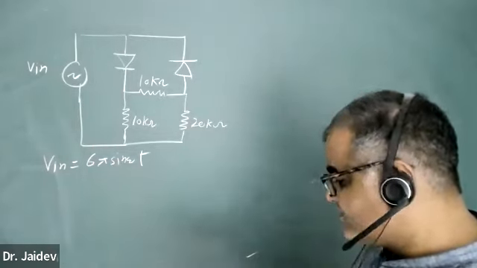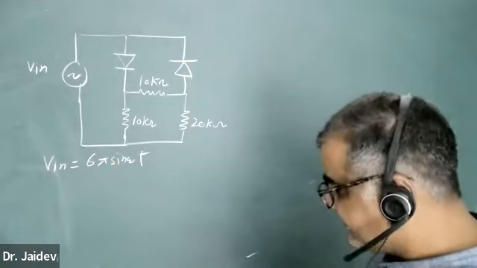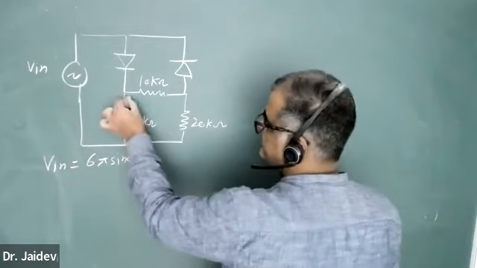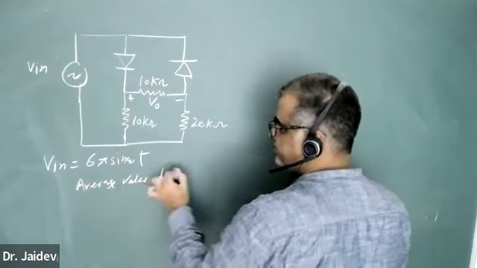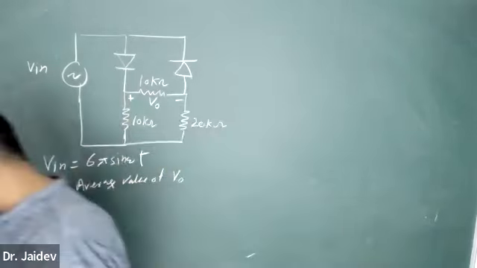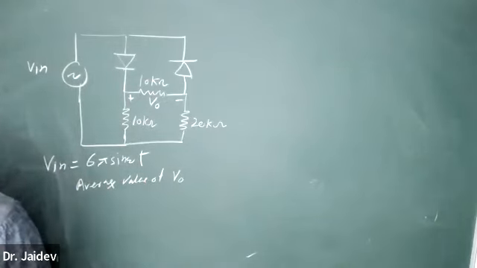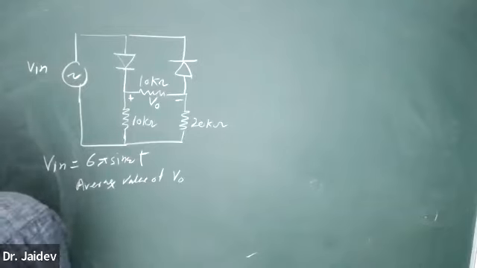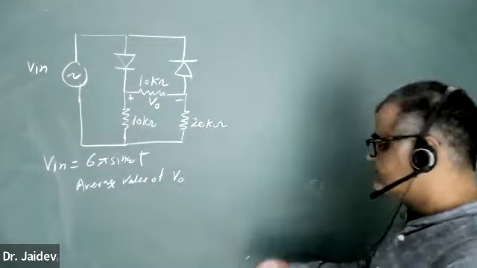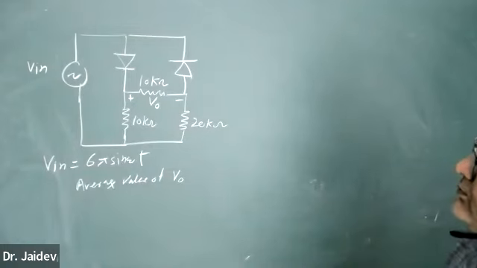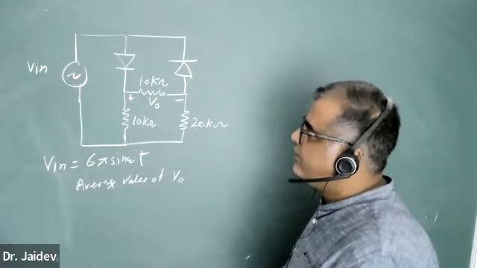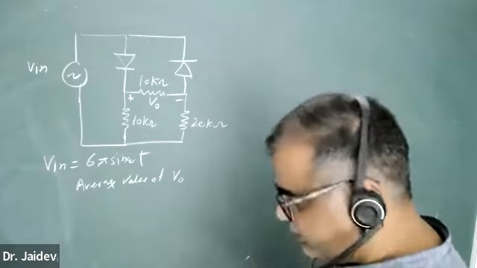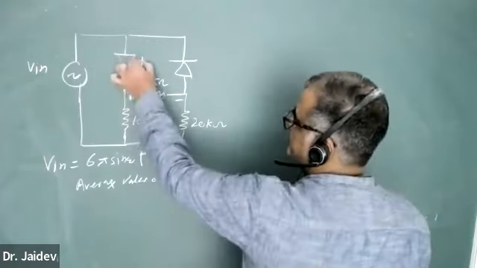You need to tell me the average value of V output, but where I'm measuring the V output is important. I am measuring the V output like this. So tell me the average value of V naught. Now, first take the positive cycle and then the negative cycle and see what voltage is coming in each. Say this diode is D1 and this diode is D2.